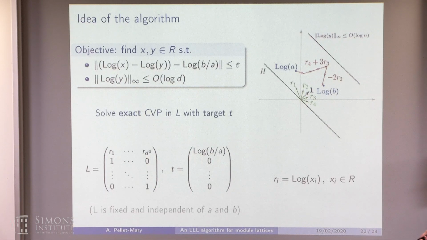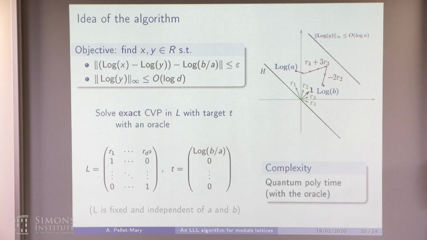The only thing is we don't know how to solve CVP in this lattice L, so that's where we use the oracle. And if we have this oracle, then we get an algorithm that is quantum polynomial time. Because we just compute log B over A, we solve CVP in this lattice, and we get what we want. And the dimension of the lattice? Yeah, I'm going to comment on that on the next slide.